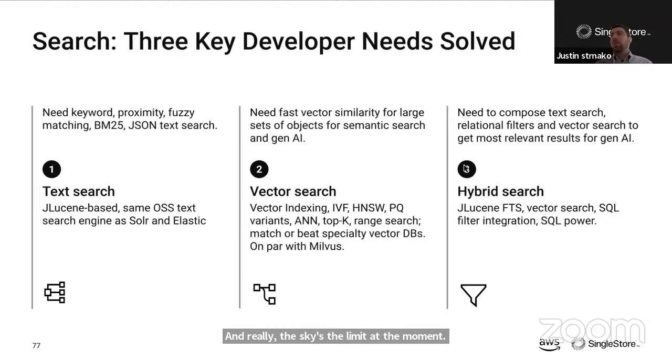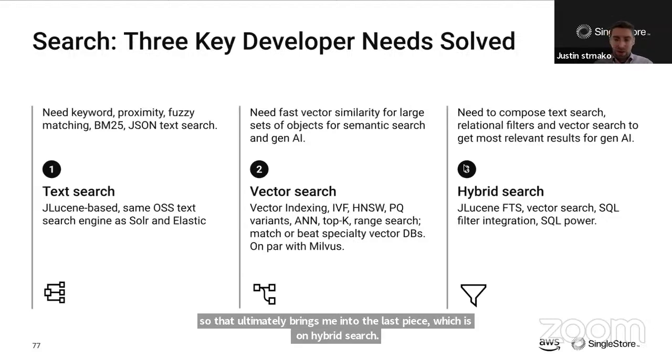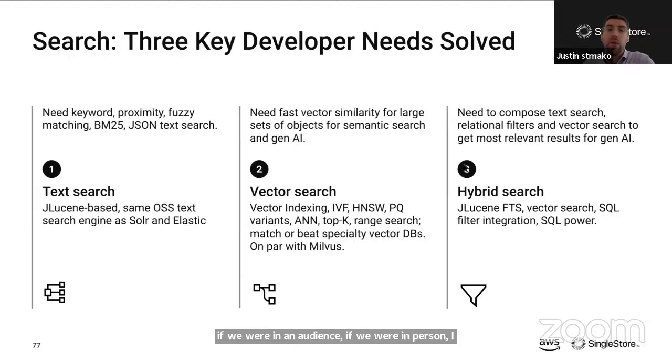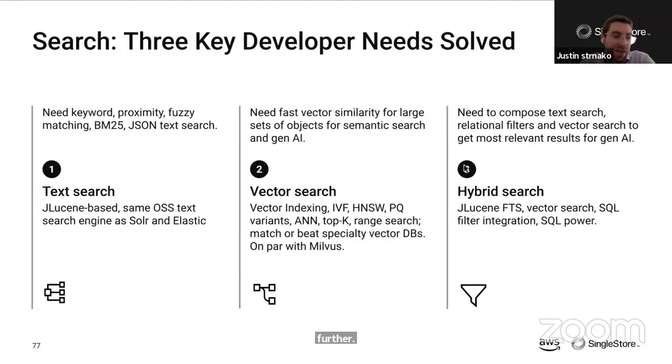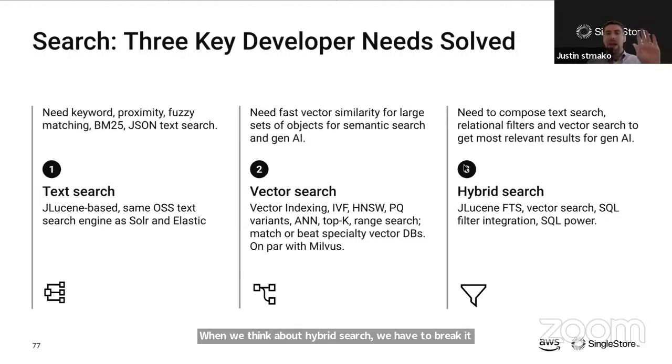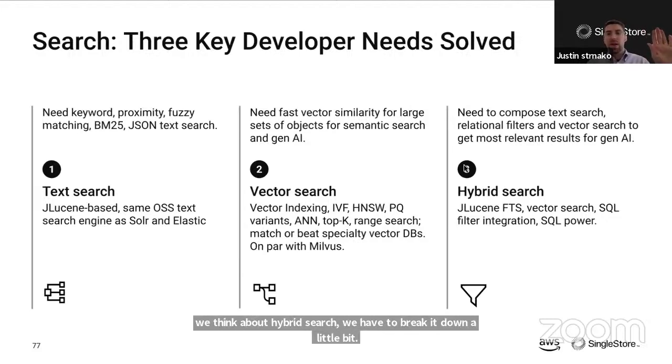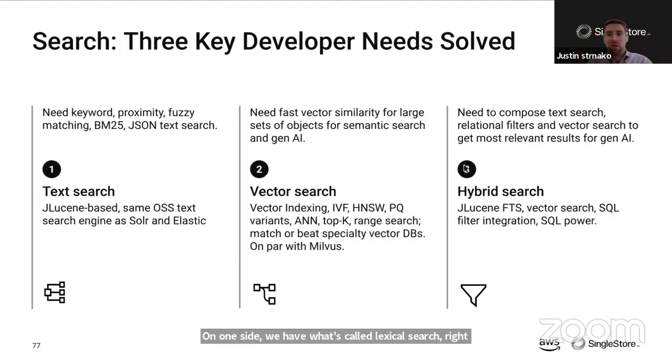And so that ultimately brings me into the last piece, which is hybrid search. Now, if we were in an audience, if we were in person, I would ask you by show of hands how many of you have heard of hybrid search. But clearly not possible here, so I'll explain it a little bit further. When we think about hybrid search, we have to break it down a little bit. On one side, we have what's called lexical search, right? On the other, semantic search. Lexical search is pure keyword search, and semantic search is just that, semantic, right? It adds meaning to our words.